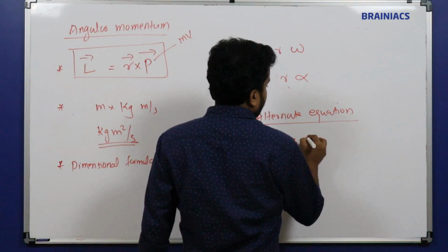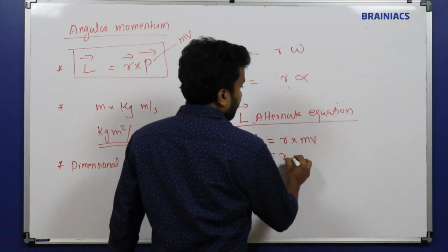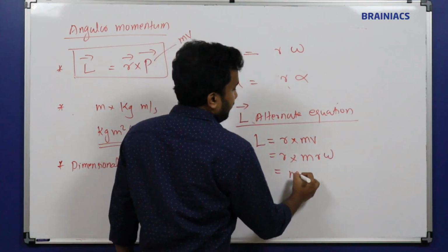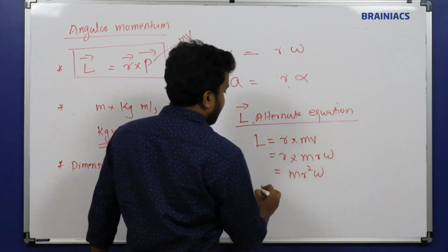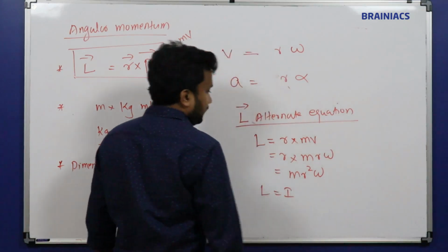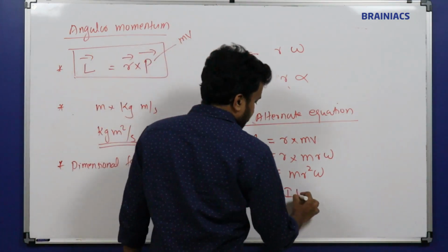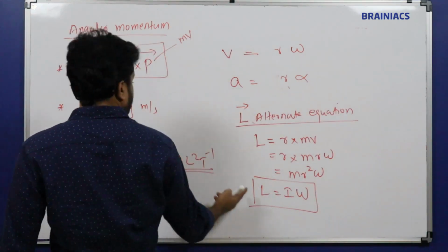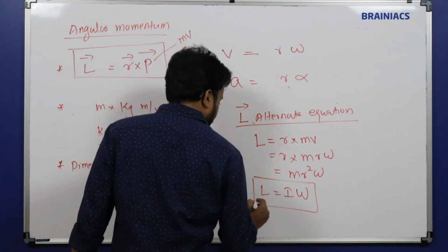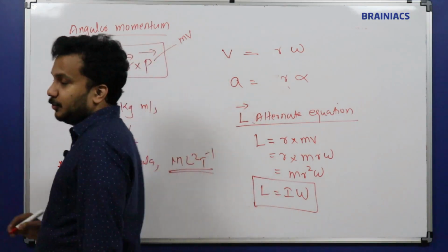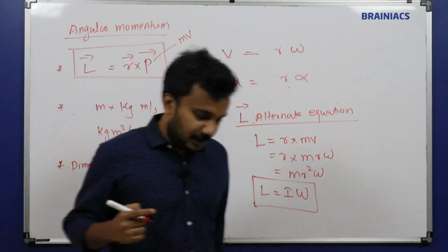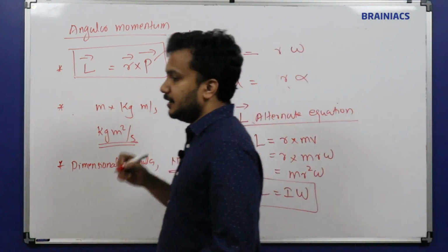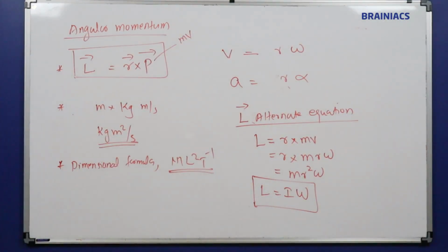r into p, p is mv. So r into m into, instead of v, r omega. So what am I getting? m r square omega. What is m r square, boys? m r square is I. So L equal to I omega. Important. Two equations, r cross p and I omega. Both should be there in your cerebrum. Never forget about it. It's very important. L is equal to I omega. L is equal to r cross p.